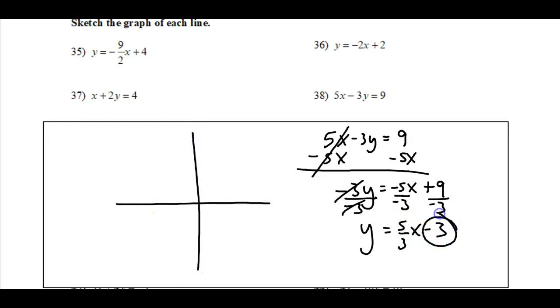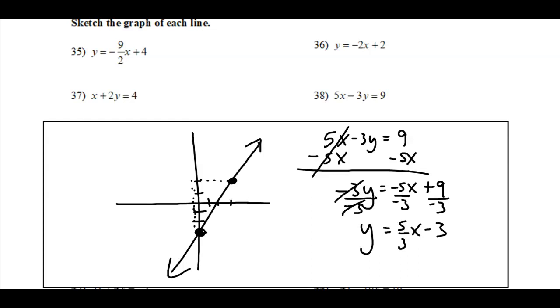My y-intercept is negative 3, so I'll start 3 down on the y-axis. My slope is 5/3, so I'm going to rise 5, up 5 spaces and over 3. Put another dot, so rise 5, run 3, and then connect those two dots, and you're good to go.